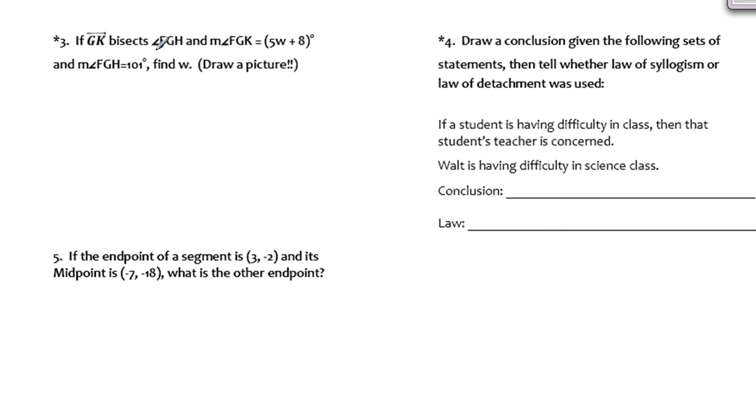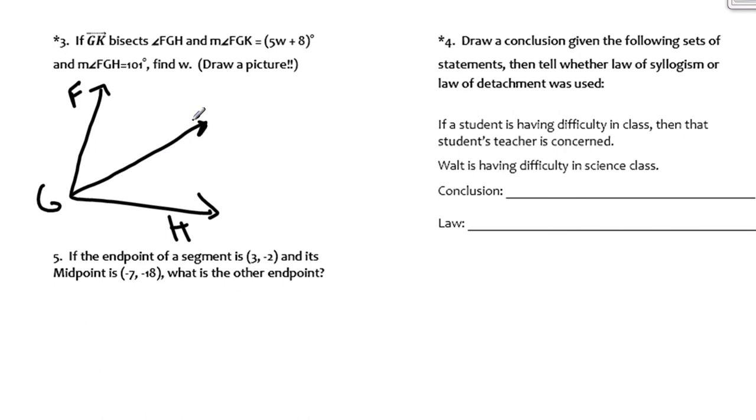If GK bisects angle FGH, so let's start by drawing an angle FGH. And let's go ahead and bisect it by GK. So it's got to start here at G and go all the way to K. And because we are bisecting an angle, I'm going to mark this arc congruent to this arc. And now I'm going to fill in my angle measures. The measure of angle FGK is 5W plus 8. Well, here's FGK. I'm going to mark it 5W plus 8.